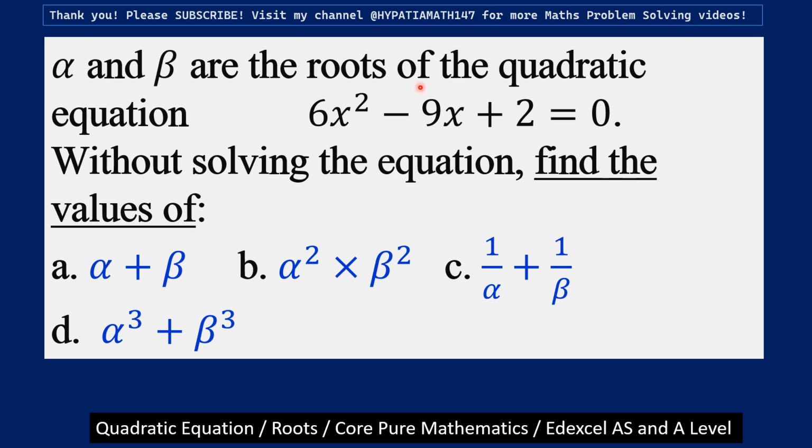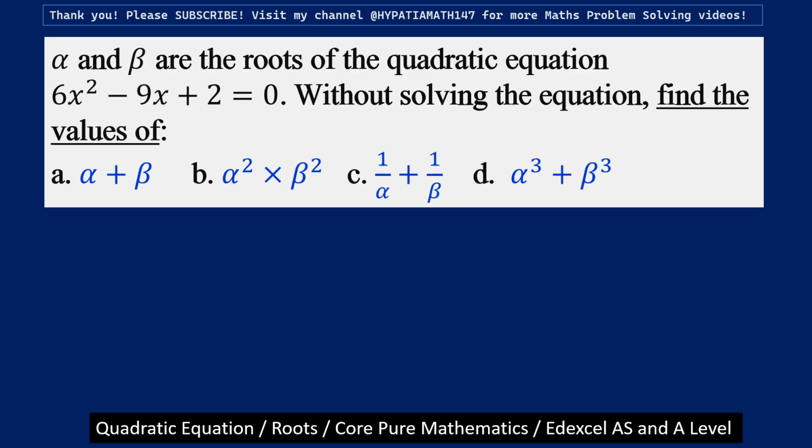Alpha and beta are the roots of the quadratic equation 6x squared minus 9x plus 2 equals 0. Without solving the equation, find the values of alpha plus beta, alpha squared times beta squared, 1 out of alpha plus 1 out of beta, and alpha cube plus beta cube.